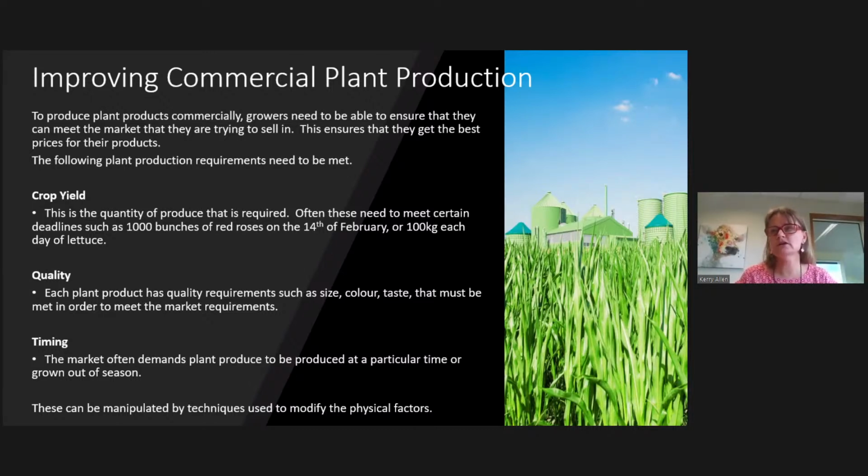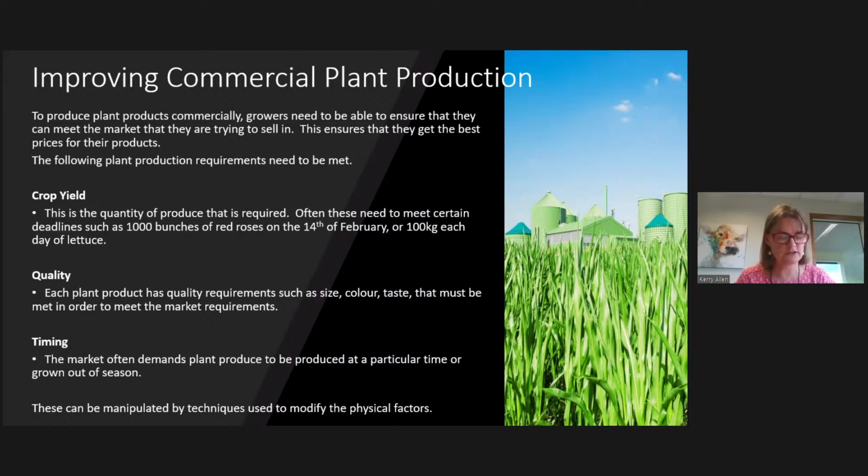So now we need to look at how this impacts on plant growth. So we're looking at plant productivity and plant production. These are the three that we're predominantly looking at: crop yield, quality, and timing. I've explained briefly before. So timing is being able to meet a certain deadline.